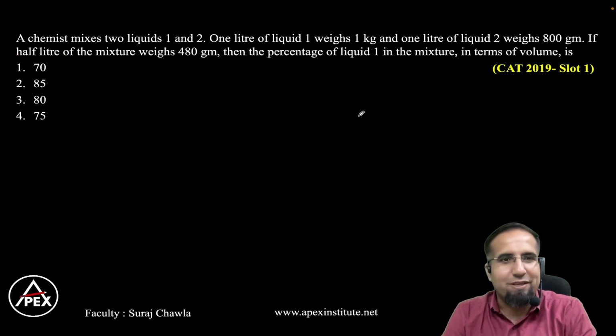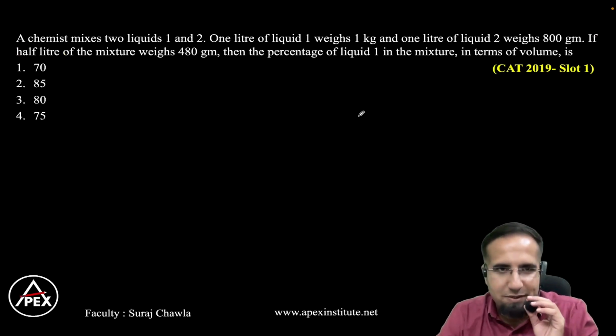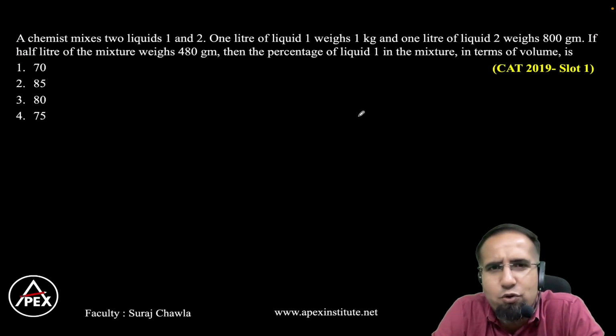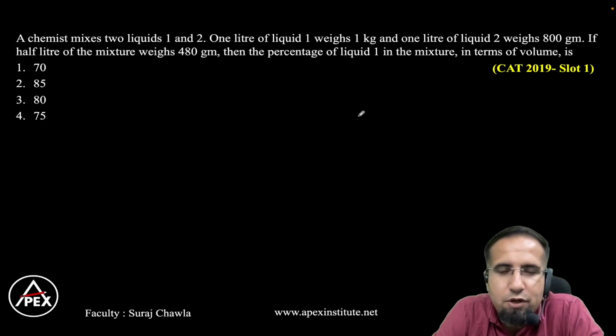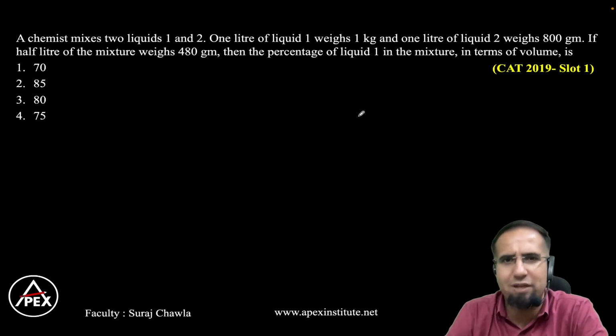Now, let's look at the first question here. The first question says a chemist mixes two liquids 1 and 2. 1 liter of liquid 1 weighs 1 kg and 1 liter of liquid 2 weighs 800 grams. If half liter of the mixture weighs 400 grams, then the percentage of liquid 1 in the mixture in terms of volume is what? Okay, now let's see.